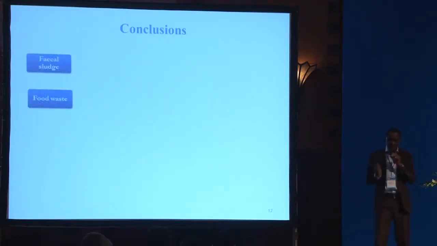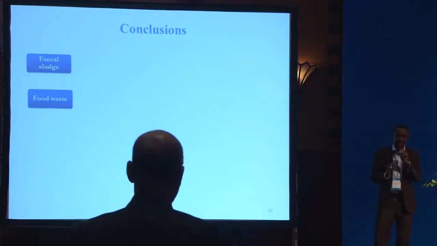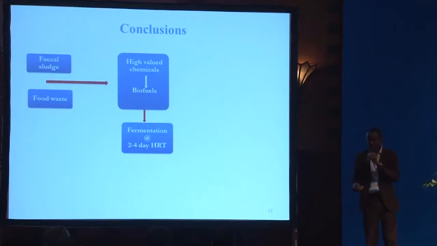Conclusions. First and foremost, we've already talked about the fact that Faecal sludge comes to us already pre-fermented. So if you want to work with Faecal sludge, probably there is no need to ferment. But when you want to look at Faecal sludge and food waste, as already talked about, and your goal is high-value chemicals leading to biofuels, as Professor Chandra talked about in biodiesel, then you can do fermentation at 2 to 4D HRT. That is one point we are making.